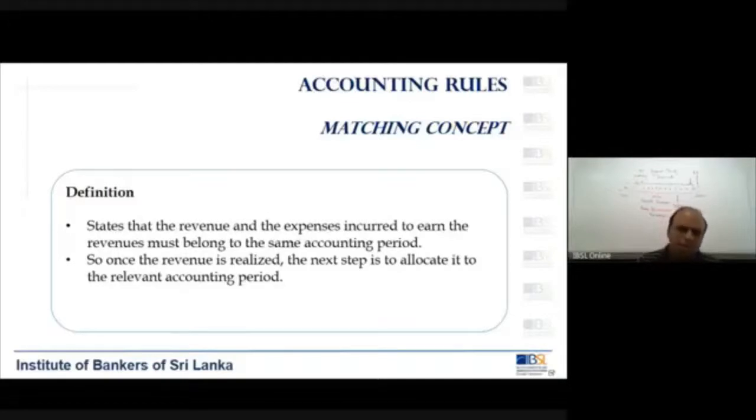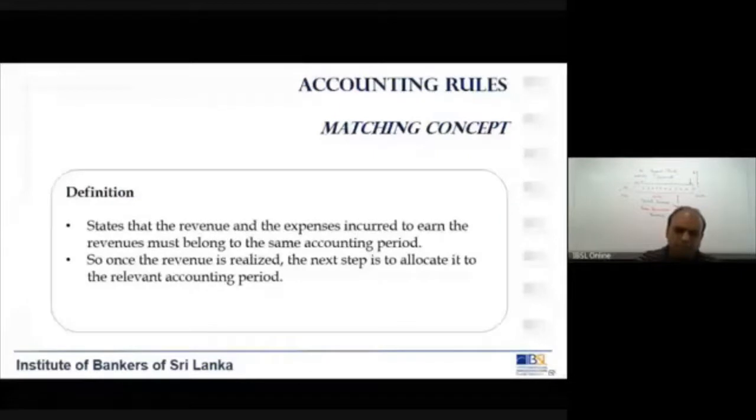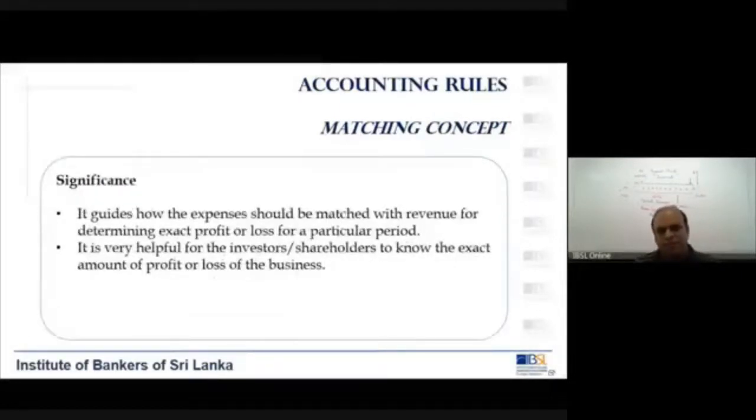So what does it mean? Once the revenue is realized, the next step is to allocate it to the relevant accounting period. Which means if you have an income which pertains to this financial year, you can't defer it to the next financial year, because you would have incurred an underlying expense for that particular income to be earned. What is the significance? It guides how the expenses should be matched with the revenue for determining exact profit or loss for a particular period.